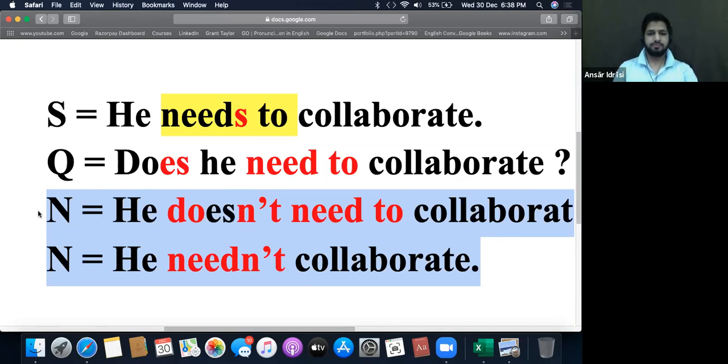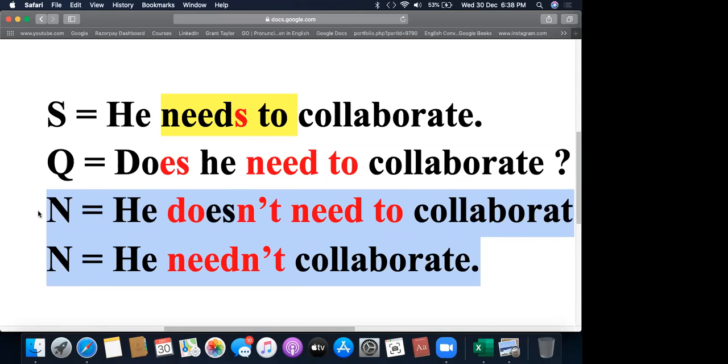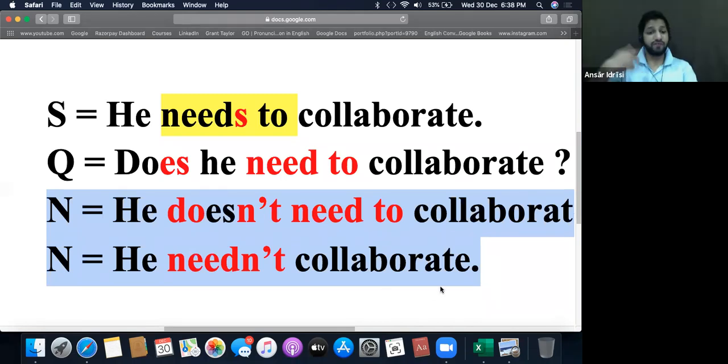Next. She needs to physiotherapy. Does she need to physiotherapy? She doesn't need to physiotherapy. Do. She needs to do physiotherapy. Does she need to do physiotherapy? She doesn't need to do physiotherapy.